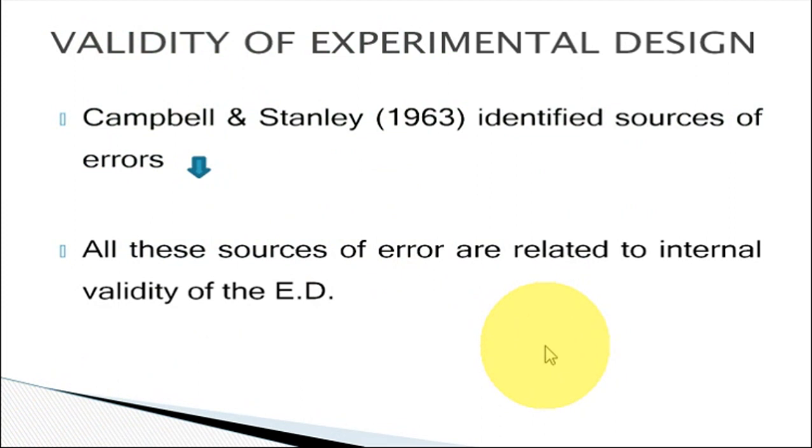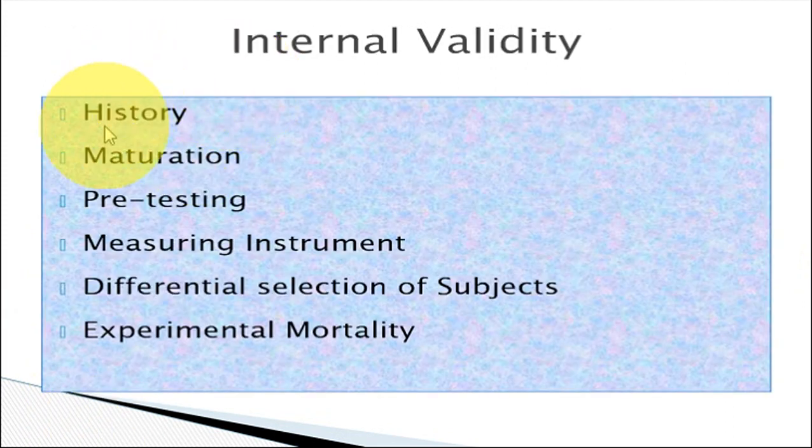As per Campbell and Stanley in 1963, they identified different sources of error which affect the experimental research design, which affect the internal validity of experimental research design. Some of them I have listed here. They are history, maturation, pre-testing, measuring instrument, differential selection of subjects, experimental mortality.